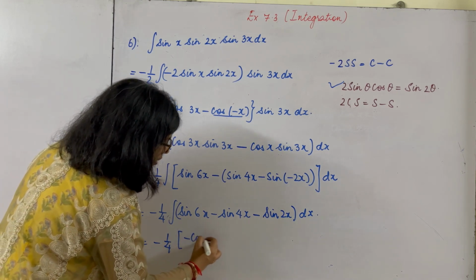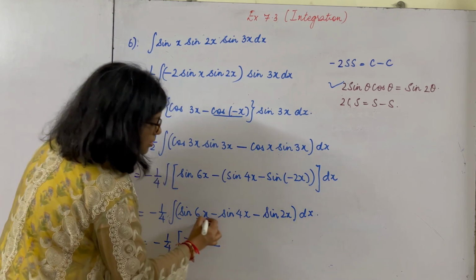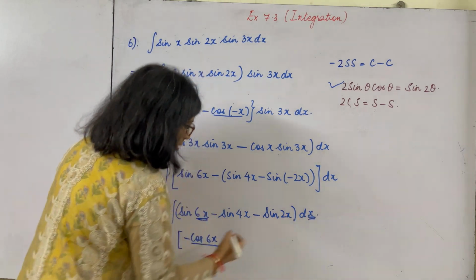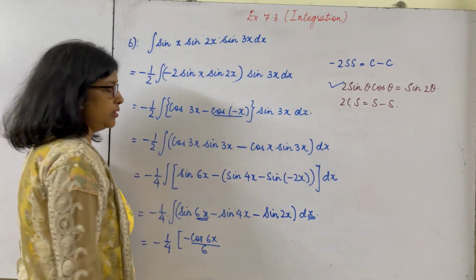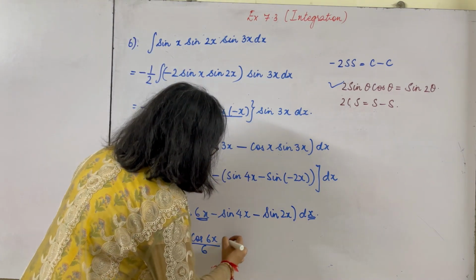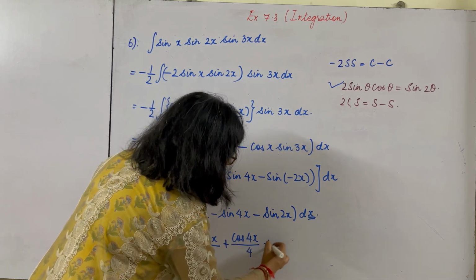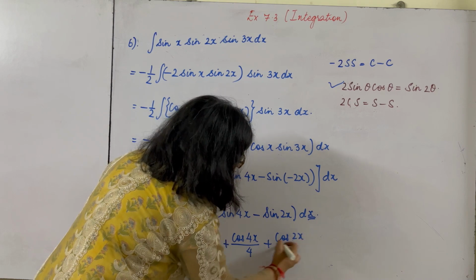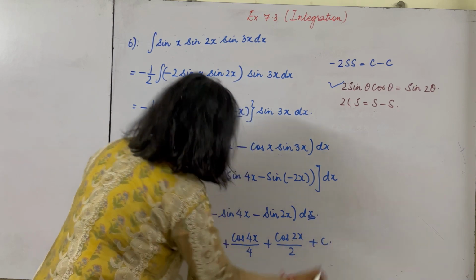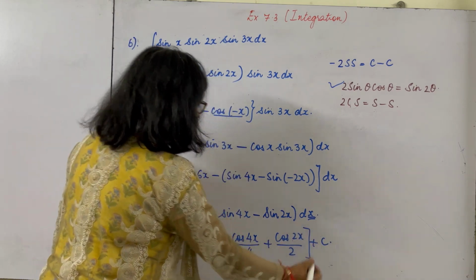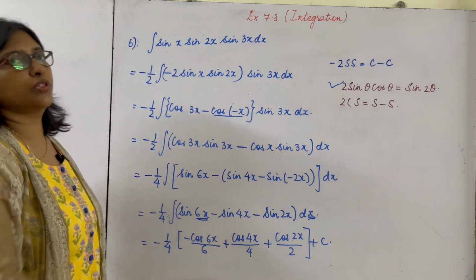Integration of sine is minus cos. And because this 6x doesn't match with our variable x, so differentiate it in the denominator. Minus cos. Same here. And you can take minus 1/4 in the bracket.